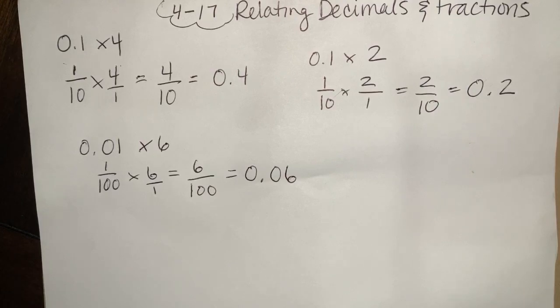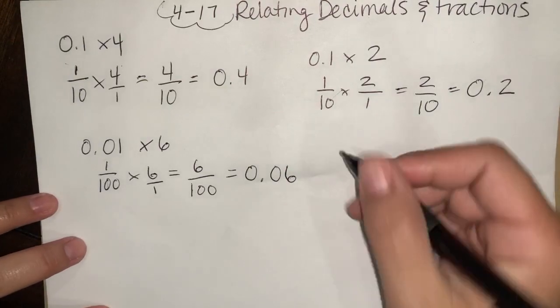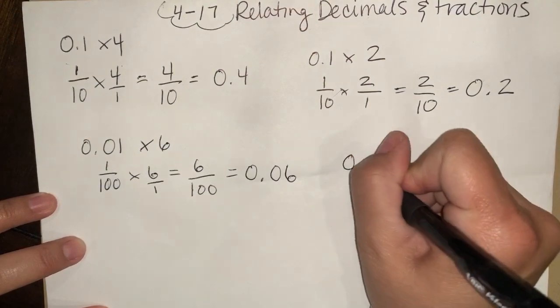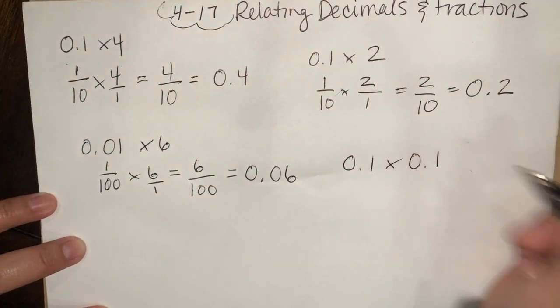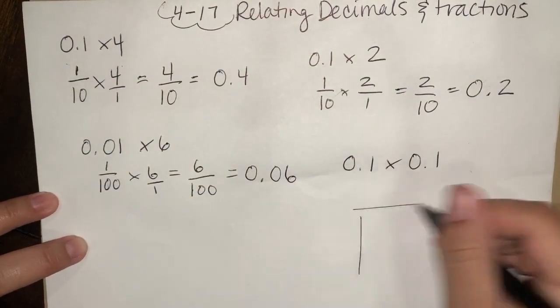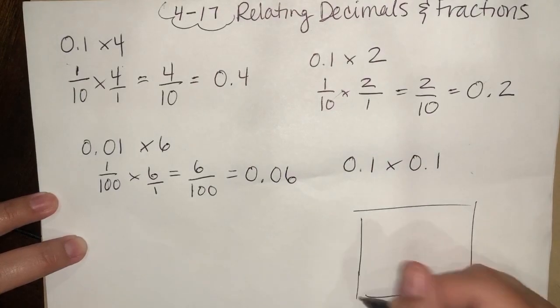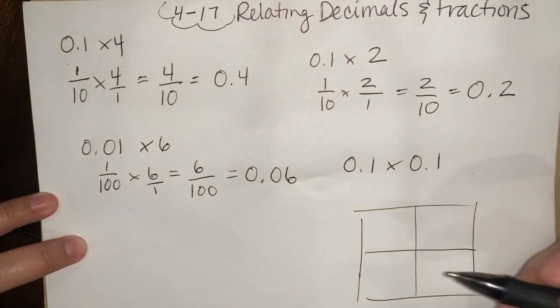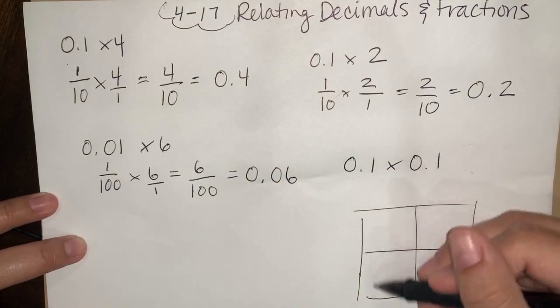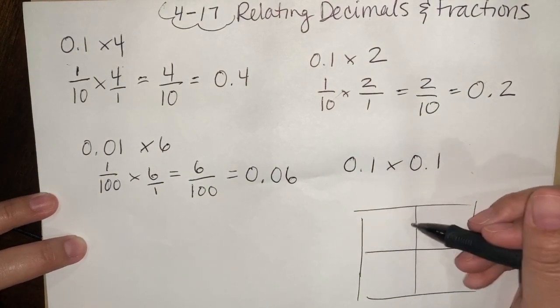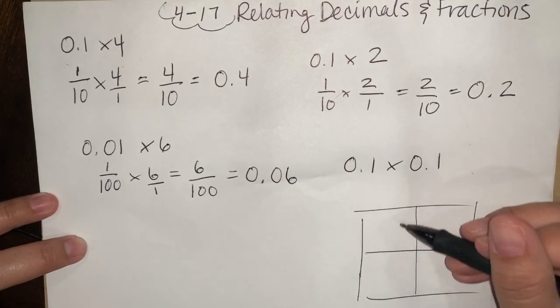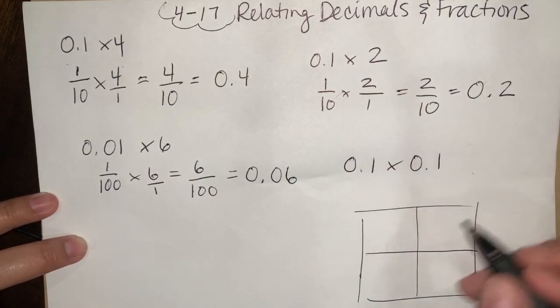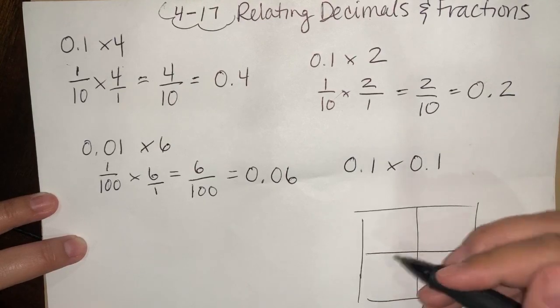Now we're going to take a look at it and use a little bit of a fraction model here. So let's do 0.1 times 0.1, but we are going to use a hundreds chart. You're going to want to split it in half and then split each half into fifths. So then you get tenths this way, which will give us 100 little squares on here.